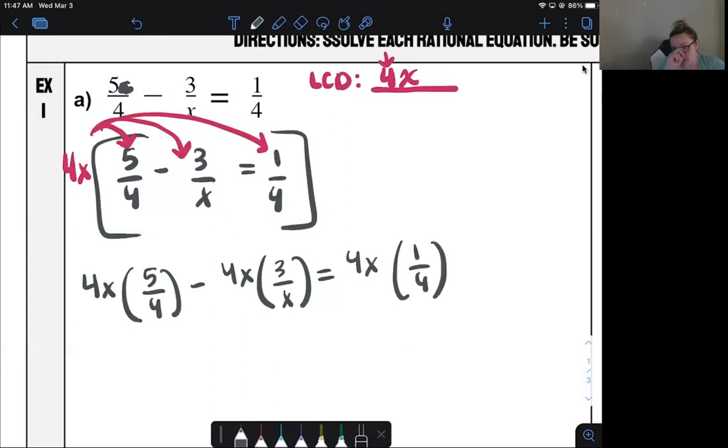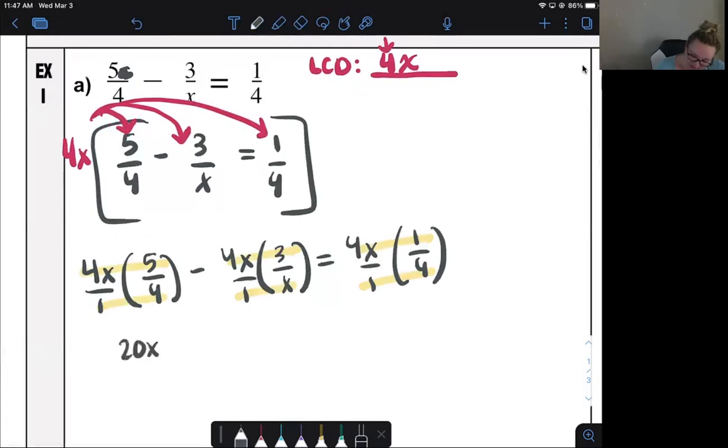Now remember, 4x is technically over 1. And when I multiply a fraction by a fraction, I multiply across. So I'm going to multiply the 4x by the 5, the 1 by the 4, the 4x by the 3, the 1 by the x, the 4x by the 1, the 1 by the 4. So let's do that. 4x times 5 is 20x. 1 times 4 is 4. 4x times 3 is 12x. 1 times x is x. 4x times 1 is 4x. And 1 times 4 is 4.